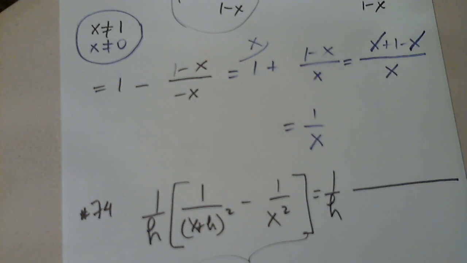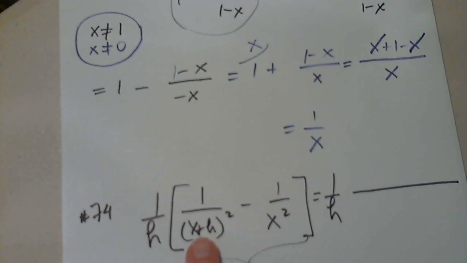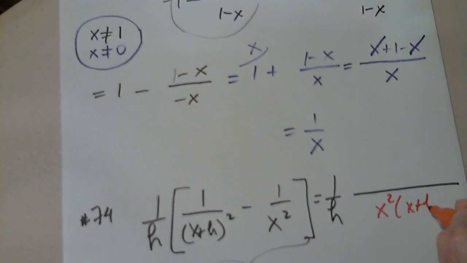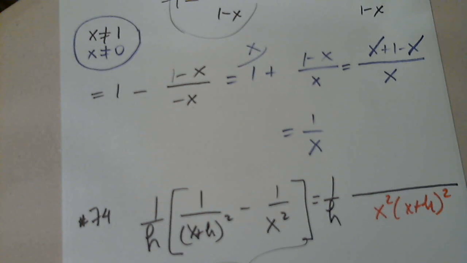No, because these are 2 separate factors. X plus h, it's a trinomial because it's squared. And you cannot factor anything. They're already factored. Is it x squared and then parentheses x plus h squared as well? Of course. Thank you so much.